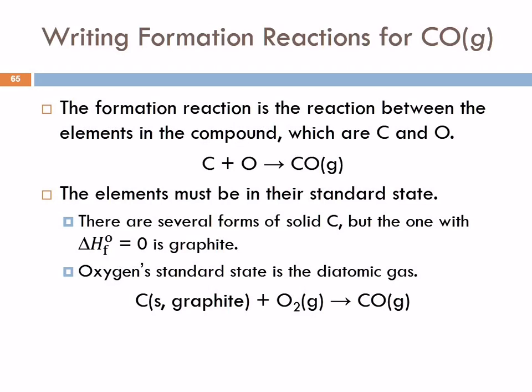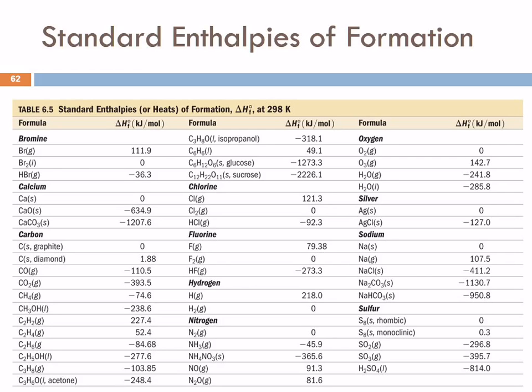So we need to learn how to write formation reactions. So let's do this for carbon monoxide. So the formation reaction would be the reaction between the elements in their standard states. The elements are carbon and oxygen, and that's going to make carbon monoxide. But these have to be in their standard states. So for carbon, we need to specify that it's a solid and it's graphite. And then for oxygen, we'll go back and look in the table.